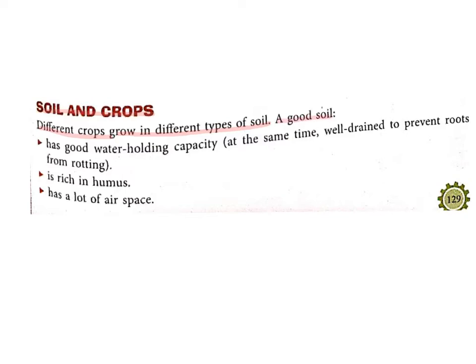A good soil has good water holding capacity. That is, it should hold a good amount of water but at the same time be well drained to prevent roots from rotting. That is, it should allow the water to drain through it as well. The second characteristic is that it is rich in humus. This is an important characteristic. The next is that it has a lot of air space so that the roots can breathe.